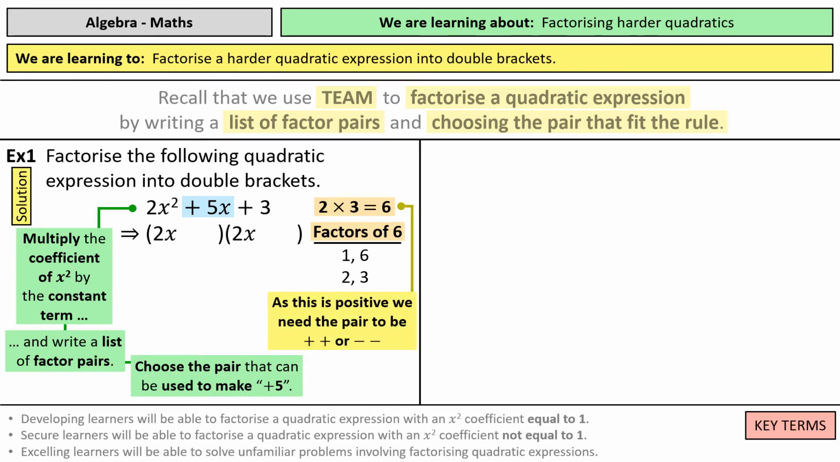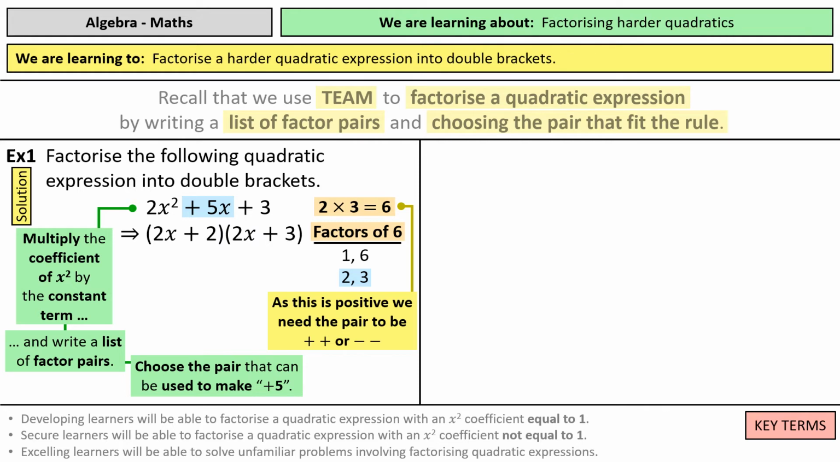This little yellow note is kind of explaining that. As this number is saying here, this 6 is positive, we need the pair to be both positive numbers, so they multiply to make the positive 6, or both negative numbers, so they multiply to make the positive 6. So we've gone with the 2 and the 3. Okay, we do exactly like we did when we did this for easier quadratics. We put those numbers now, the plus 2 and plus 3, into the brackets.